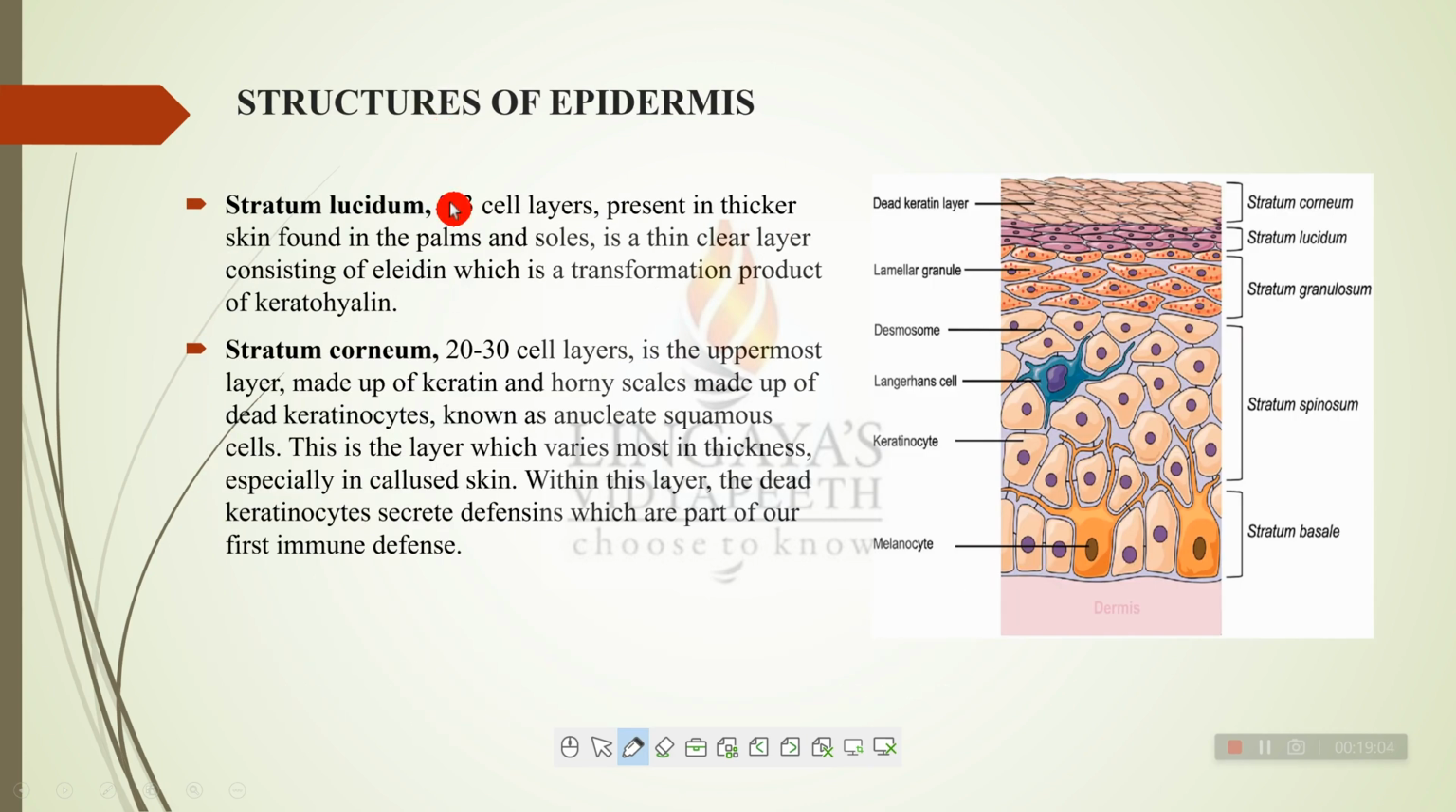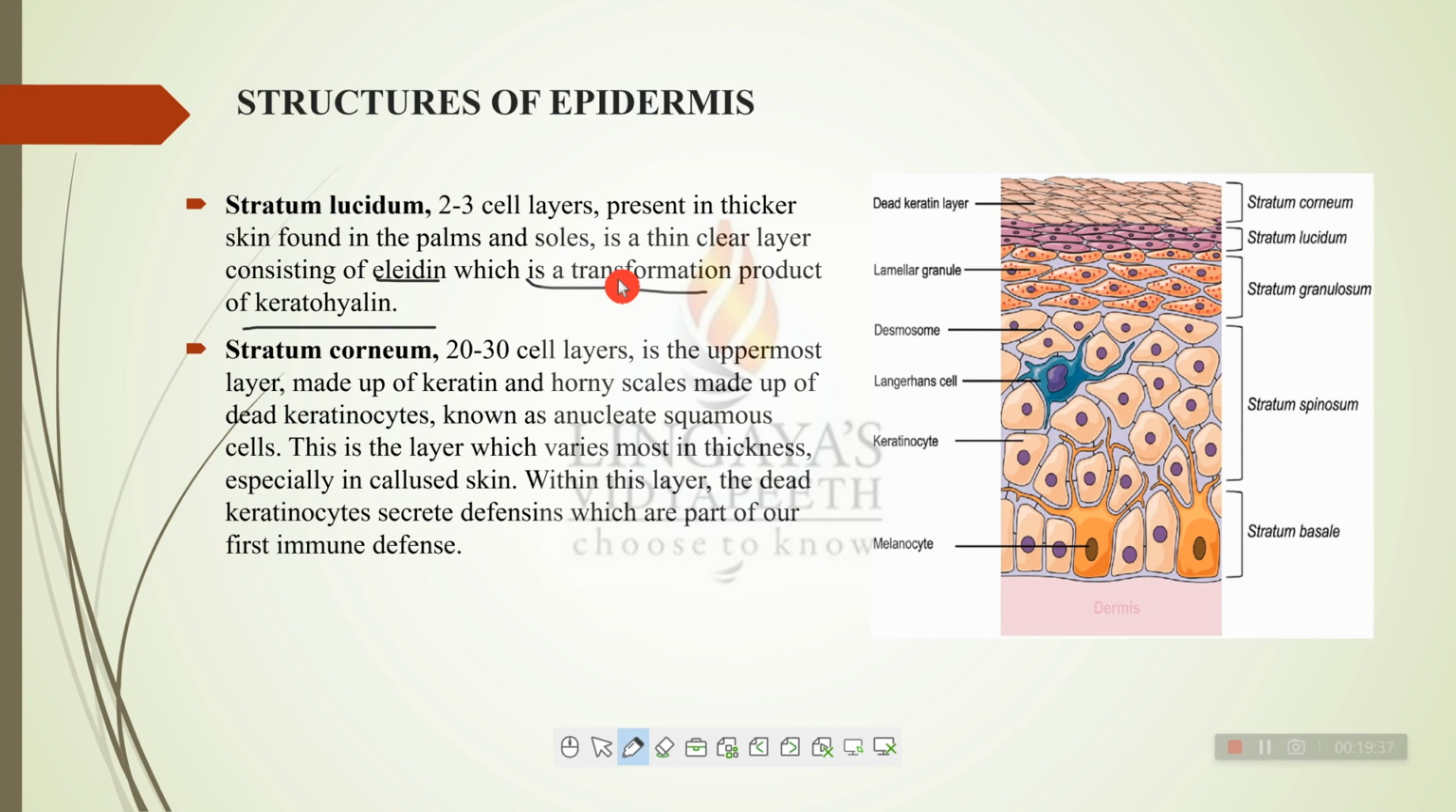Moving on. Now talking about the stratum lucidum. The stratum lucidum layer consists of 2 to 3 cell layers. It is present in the thicker skin which is found in the palms and soles. It is a clear layer which consists of eleidin, which is a transformation product of keratohyaline. Alright, it is readily visible by light microscopy only in areas of thick skin.